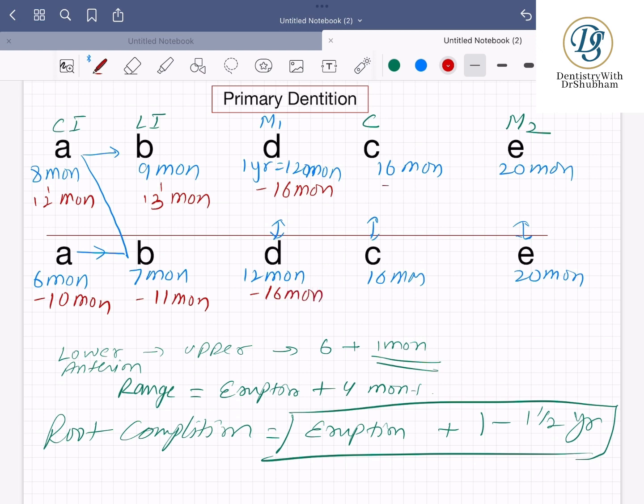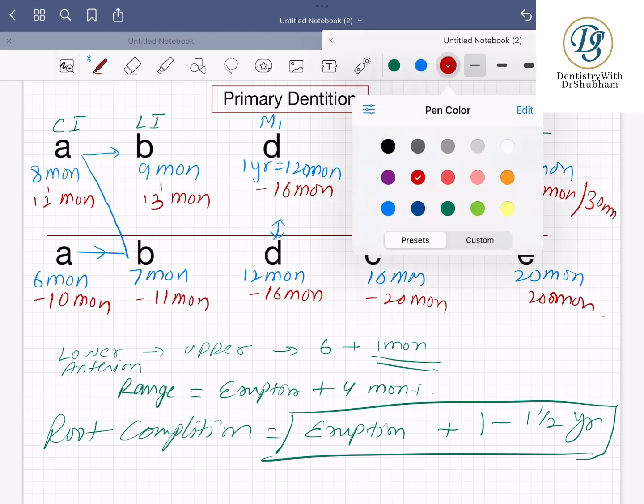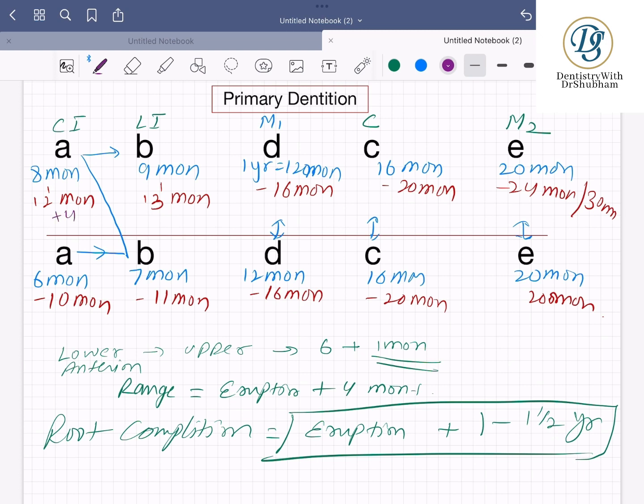16 plus 4, 20 months. 16 plus 4, 20 months. 20 plus 4, 24 months. This can even go up to 30 months, so you just have to add 10 here. Very simple. You always have to add plus 4 for range. Right? The lower limit of first molar is the lower limit of canine. Very simple, right?